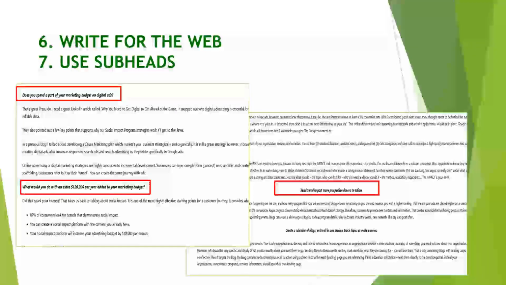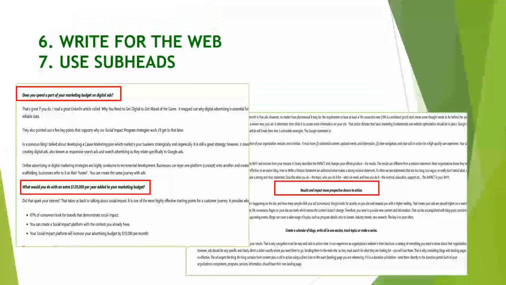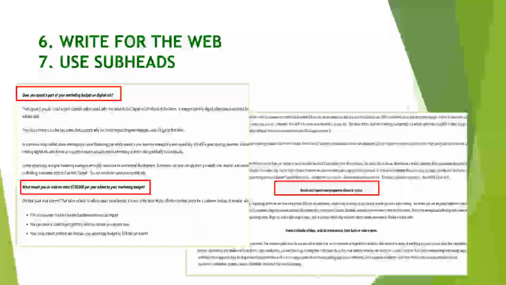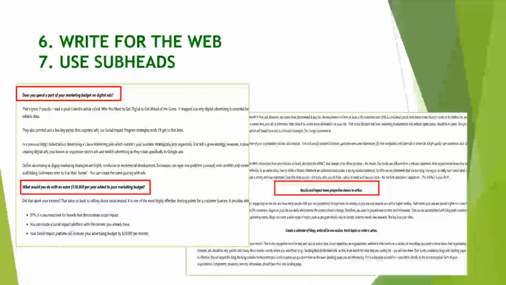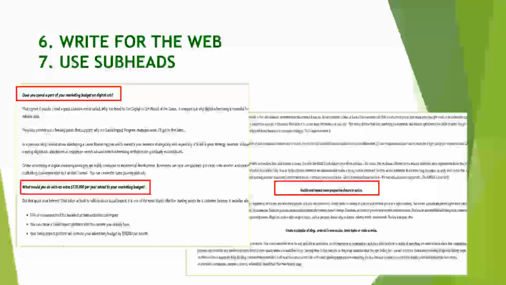Here's more examples of how you write for the web, especially when SEO is searching for different topics. By putting what is called headlines or subheads, you already have a title, which is your headline. So these are subheads where they divide your article into different sections. For example, the first section then has a subhead with the next part of the information being written. The next section, what would you do with an extra $120,000 per year added to your marketing budget? Then it goes on to talk about that.